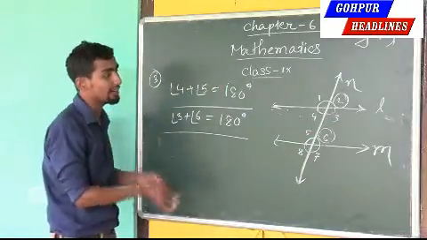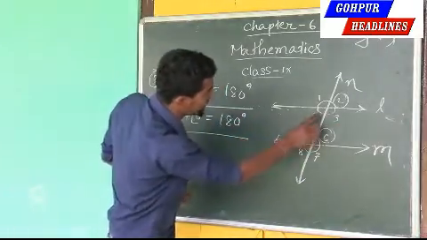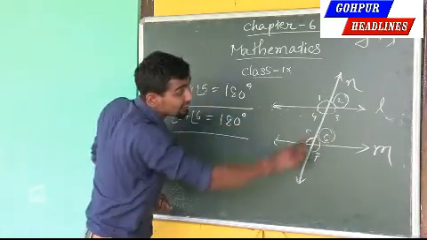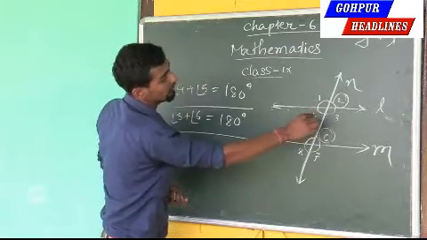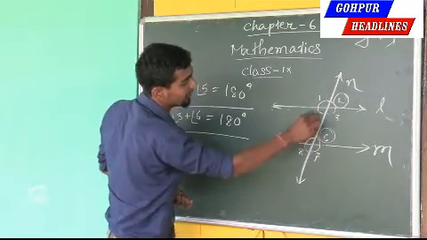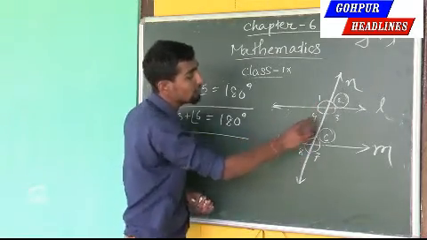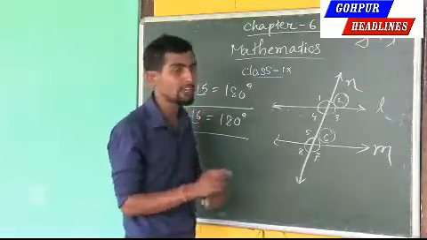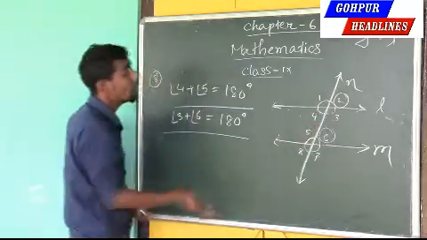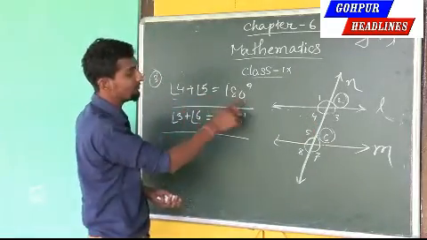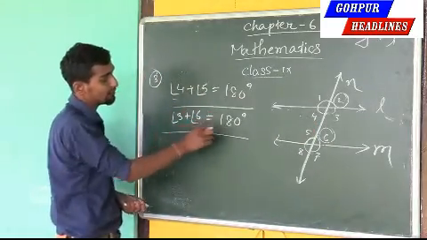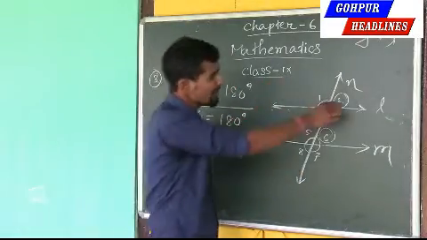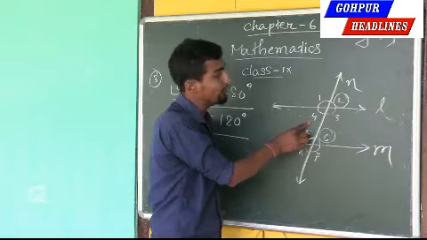And the last one is the pair of conjugate interior angles. Suppose angle 4 and angle 5, these are on the same side of the transversal. Their sum is always 180. So angle 4 plus angle 5 is equal to 180, and angle 3 plus angle 6 is equal to 180.